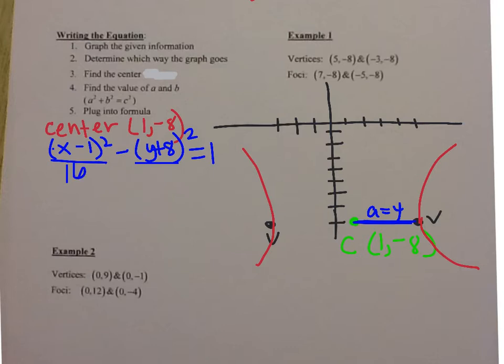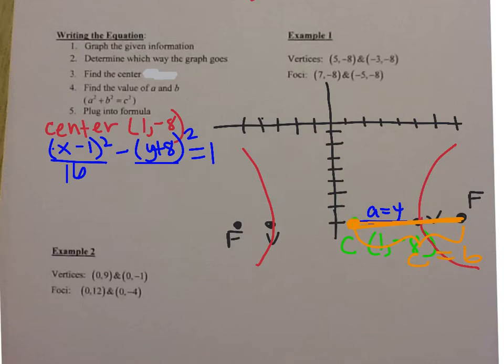And I know c. So remember, c is from the center to the foci. So I have the foci. The foci are 7, -8, so that's 5, 6, 7, and -5, -8. So c is going from center to focus. This is my c here. So that's a total of 1, 2, 3, 4, 5, 6. So c is equal to 6.